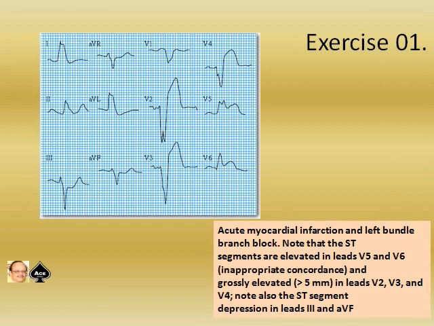Okay, that was acute myocardial infarction and left bundle branch block. Note that the ST segments are elevated in lead V5 and V6, that is an inappropriate concordance, and grossly elevated, that is more than 5 mm in V2, V3 and V4. Note also the ST segment depression in lead 3 and AVF.